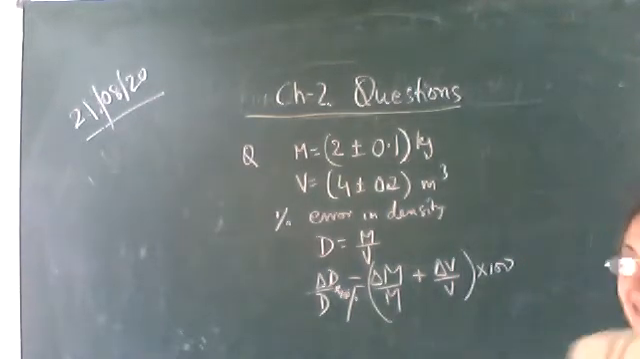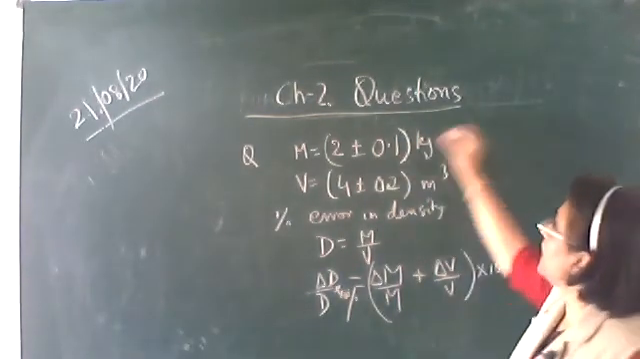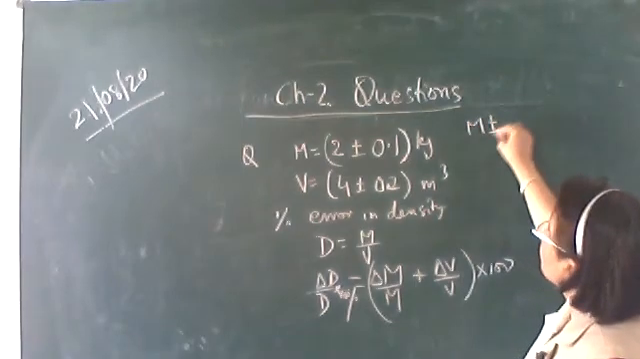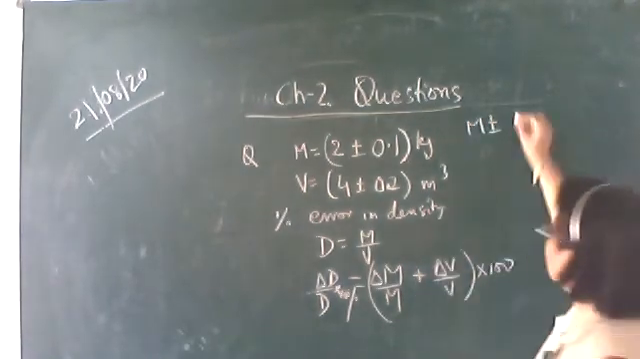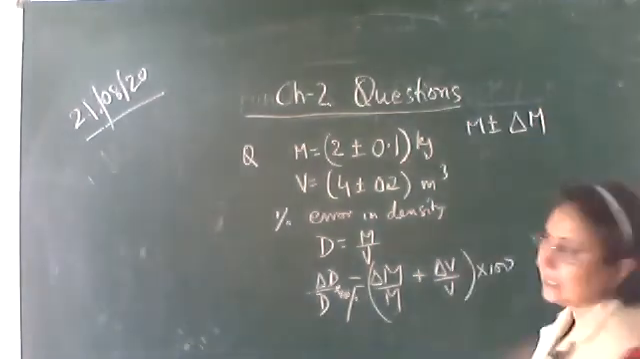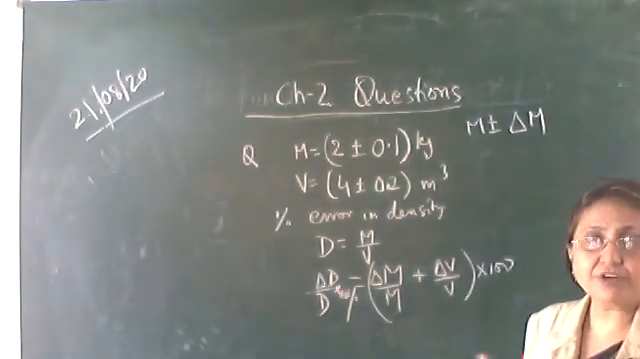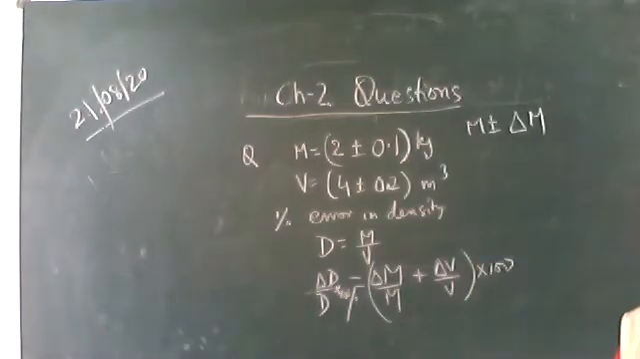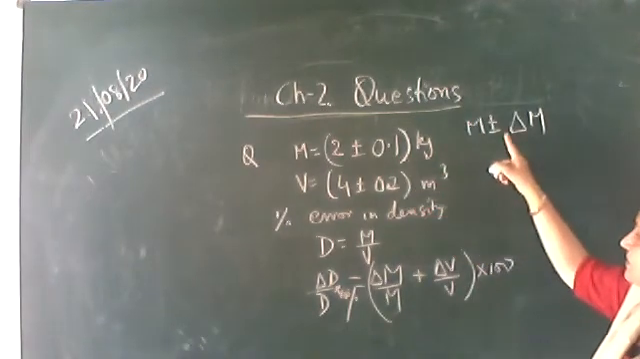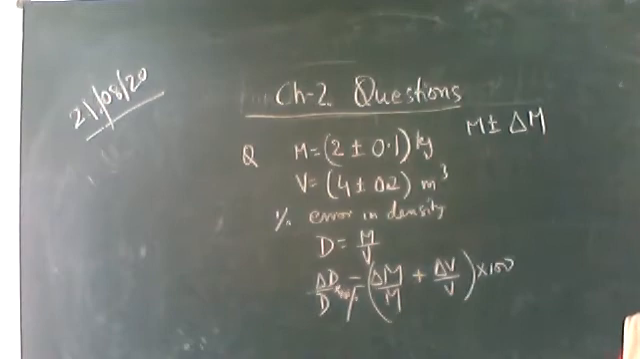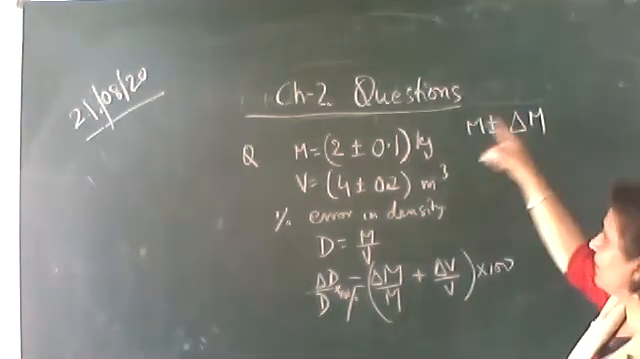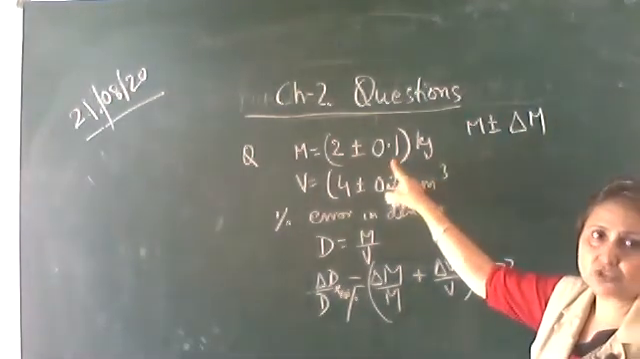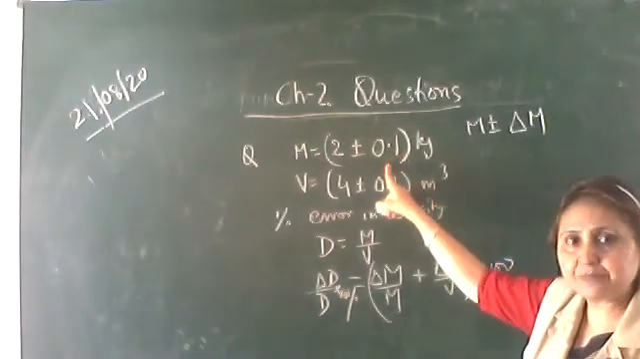how will you get the relative error in mass? We know that the measured value of mass will be written as m plus minus delta m. We have already studied that any measured value, if A is the measured value, is written as A plus minus delta A. The same way here mass is written as m plus minus delta m. So from here you can find out delta m. What is the absolute error in mass?